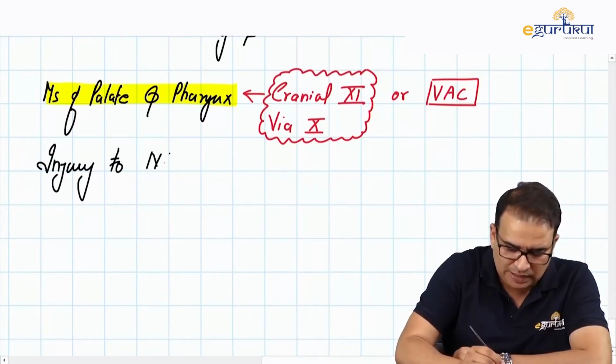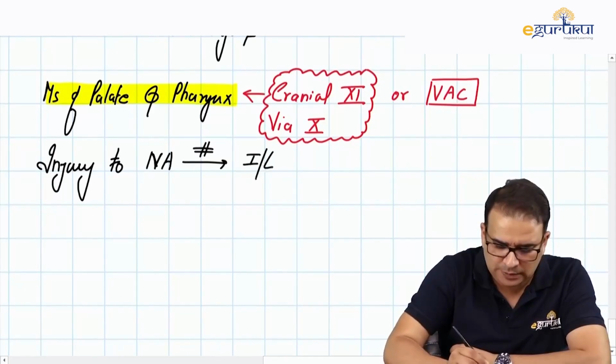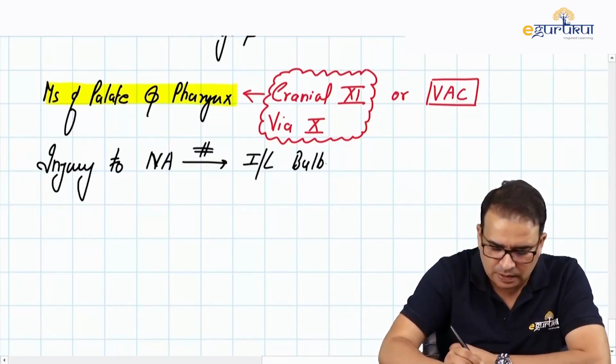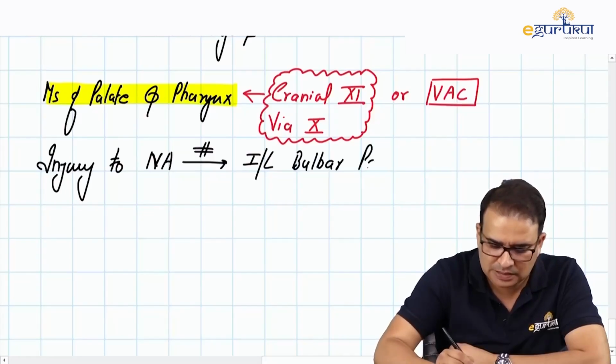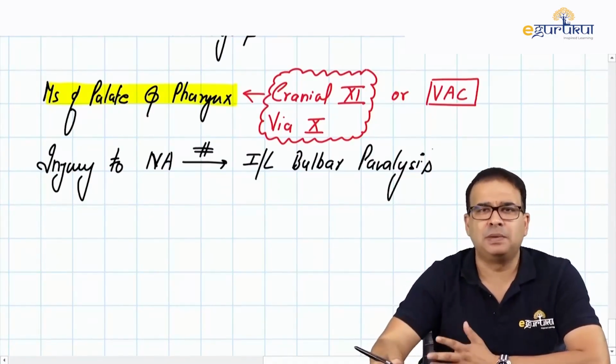Injury to NA, that is nucleus ambiguus. Injury to nucleus ambiguus will lead to ipsilateral bulbar paralysis. Palate, pharynx, larynx muscles of one side are involved, so we call it bulbar paralysis.